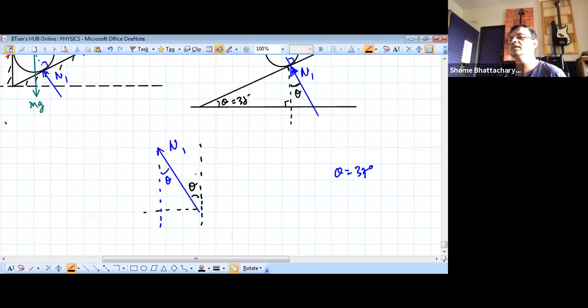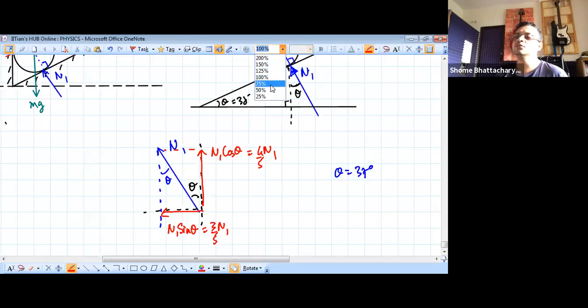So this angle is theta. So that means this component will be N1 cos theta, that is 4/5 N1. And this other component will be N1 sin theta, that is 3/5 N1.